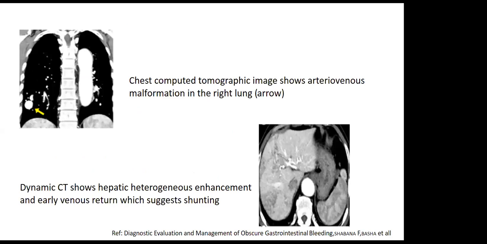The image in this slide shows a CT image in which an arteriovenous malformation is seen in the contrast image, and the image below shows heterogeneous hepatic enhancement and early venous return in the dynamic CT.